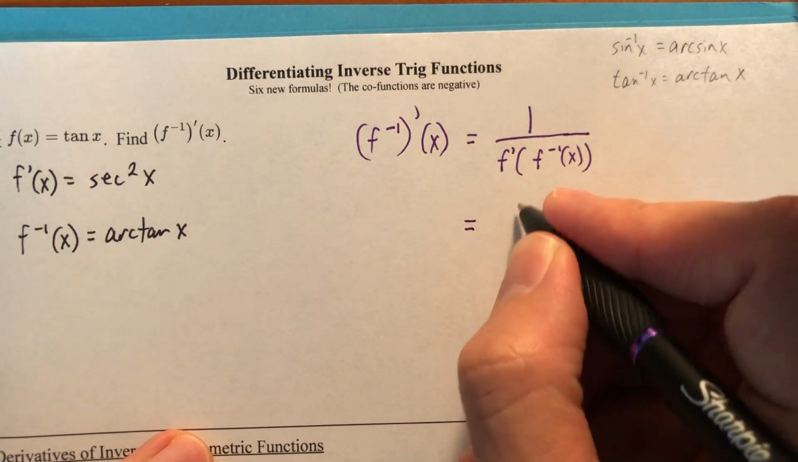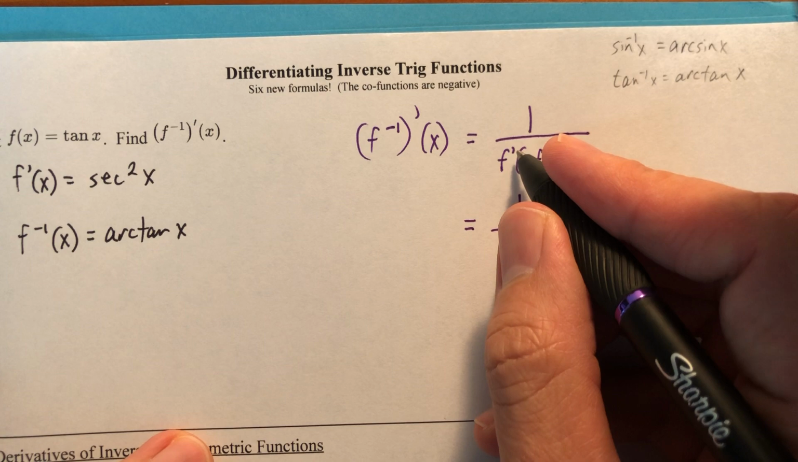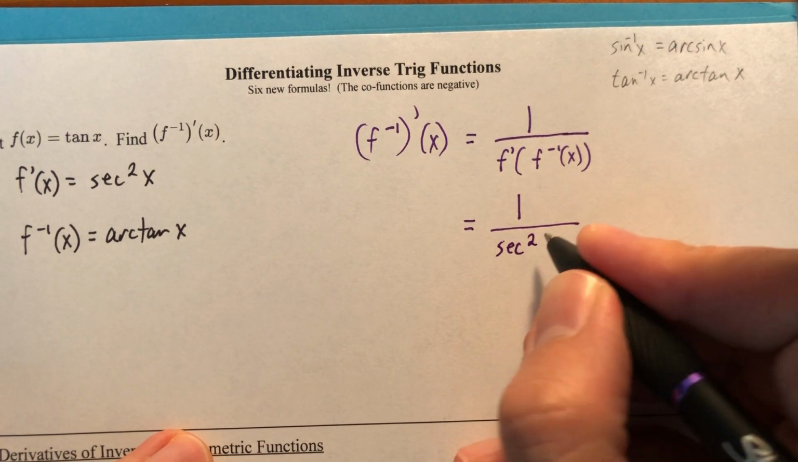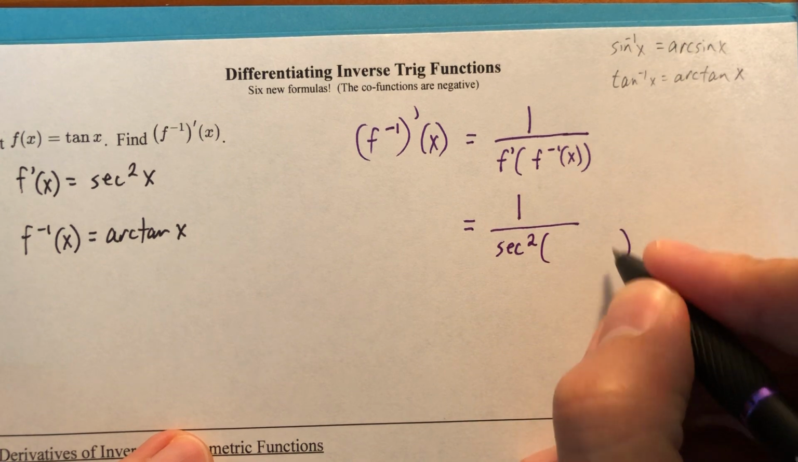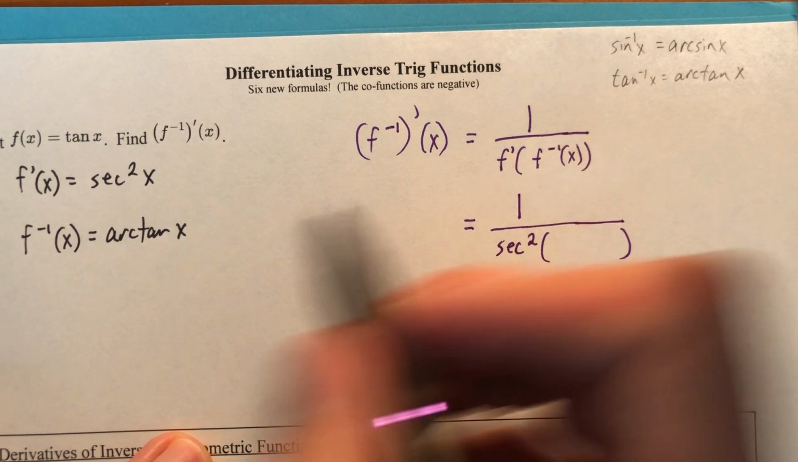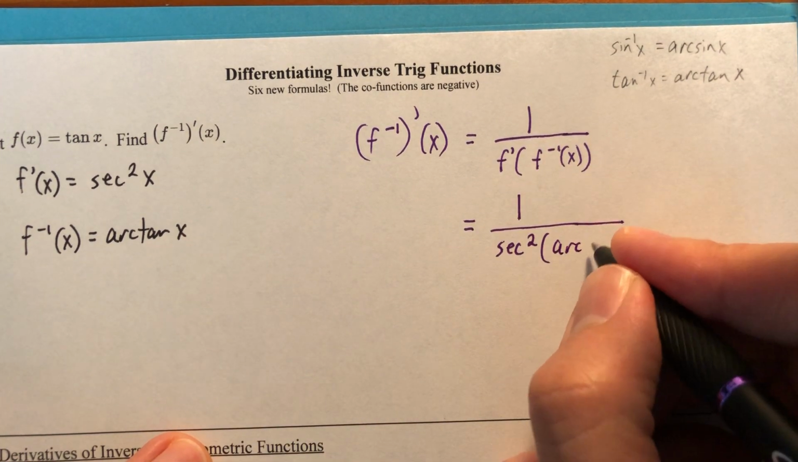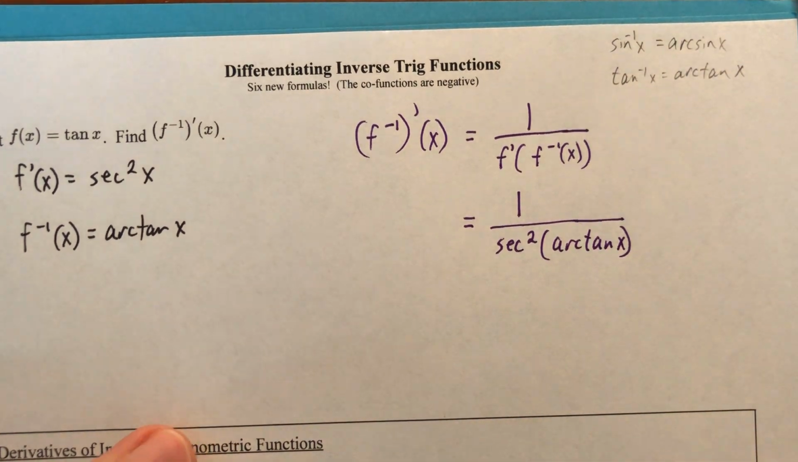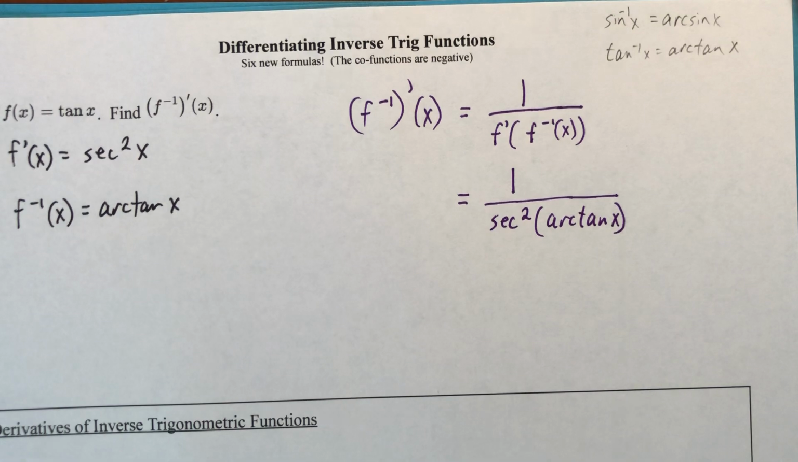So we have 1 over f prime, well, that would be secant squared of f inverse. Well, f inverse is arctan. Arctangent of x. So this is where we're sitting right now. And I'm looking at this and I'm saying, well, I'm not sure what I can do with that. And so my mind just goes back and I start daydreaming and thinking back to some old stuff.